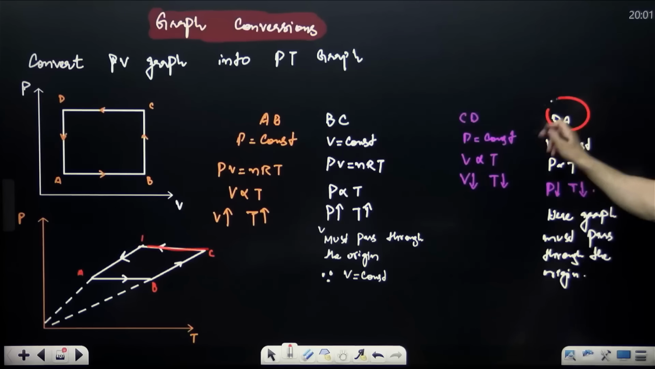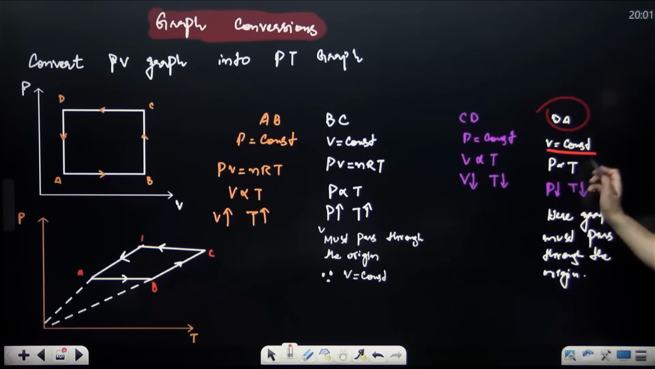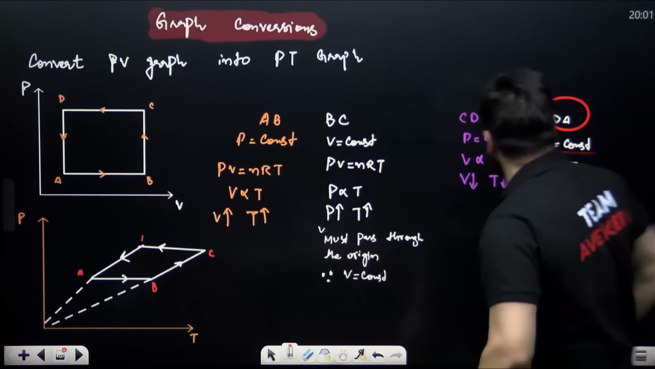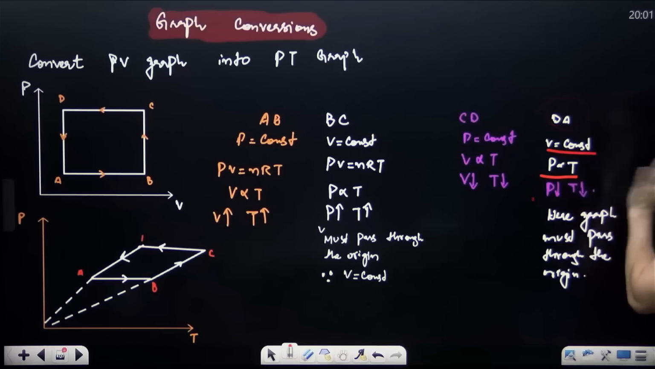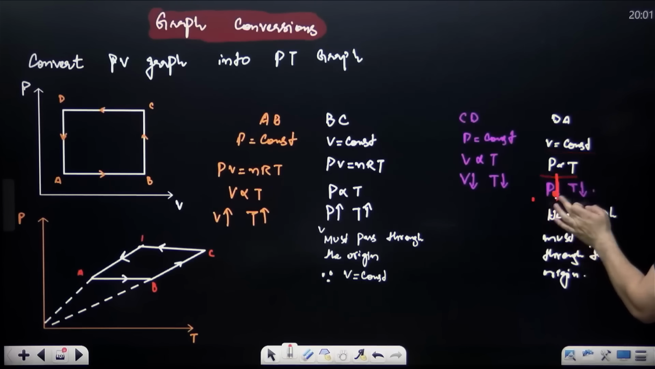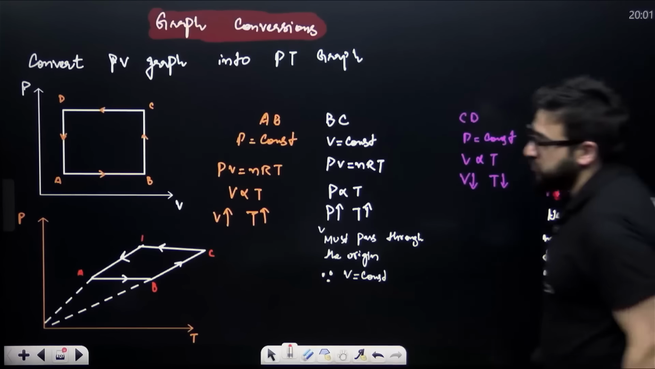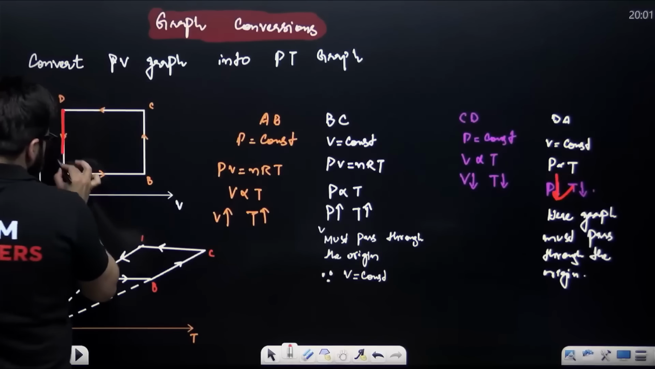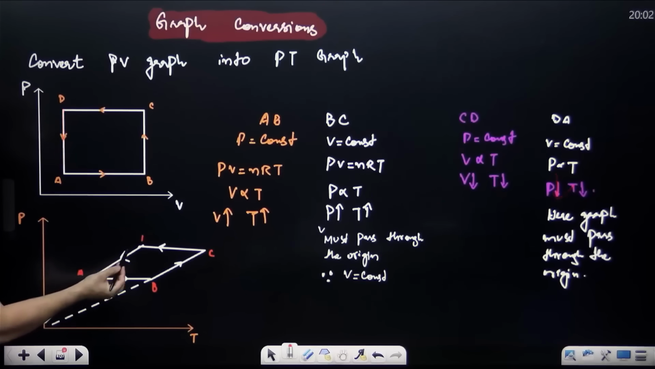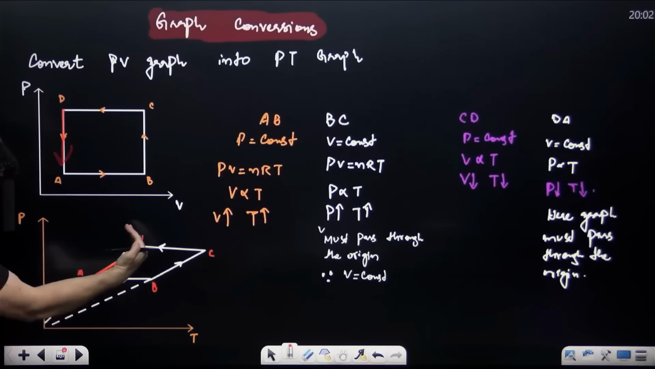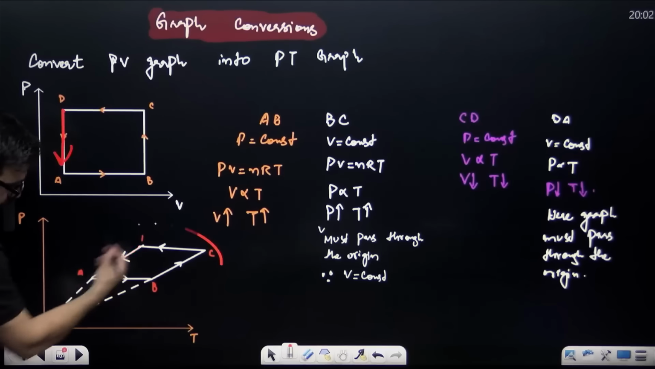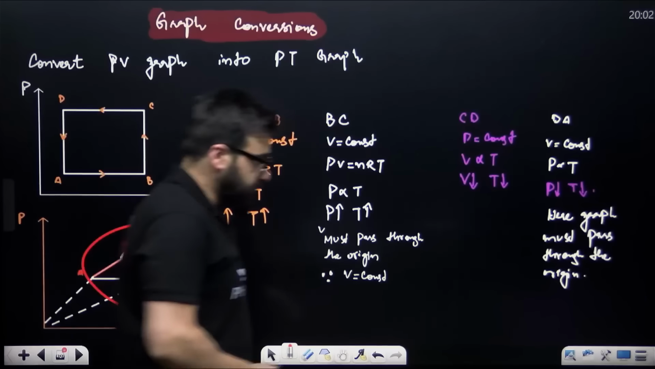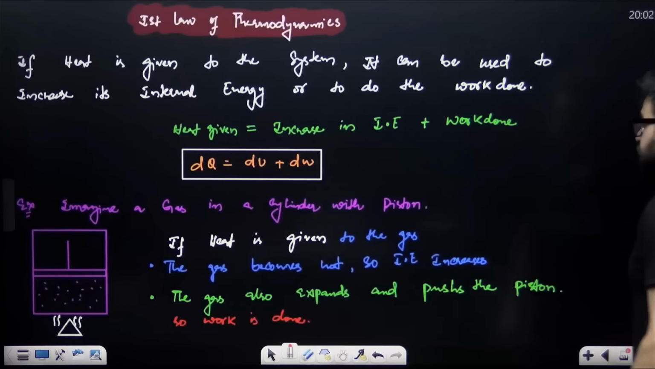Then we say DA. In case of DA, again, volume is constant. So if volume is constant, again, pressure is proportional to temperature. So if pressure decreases, it means temperature decreases. My dear NEET aspirants, in this case, pressure is decreasing, so temperature must also decrease. So temperature is decreasing as it goes over here, and this is going to be the graph. I hope graph conversion is also clear.